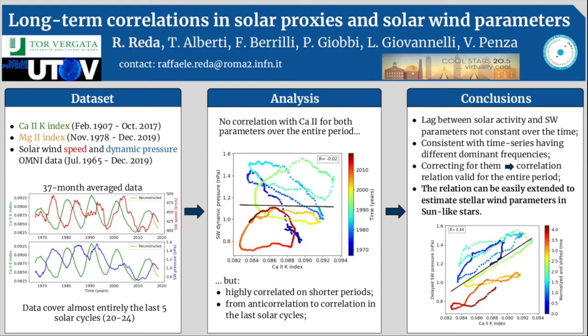The advantage of using a chromospheric proxy such as the calcium-2K index is that the relation found from the Sun can be easily extended to Sun-like stars to link stellar variability and stellar wind properties. Thank you for the attention and thanks to the organizers for giving me this opportunity.